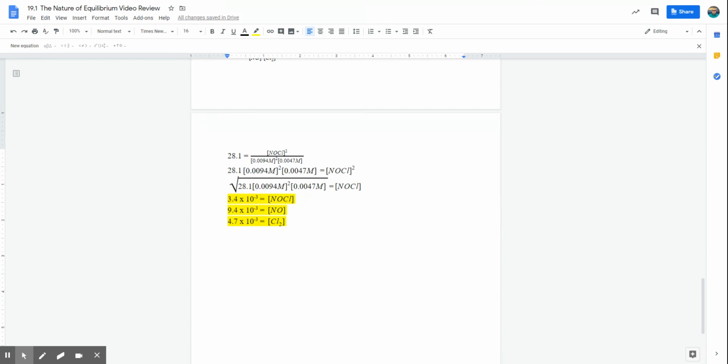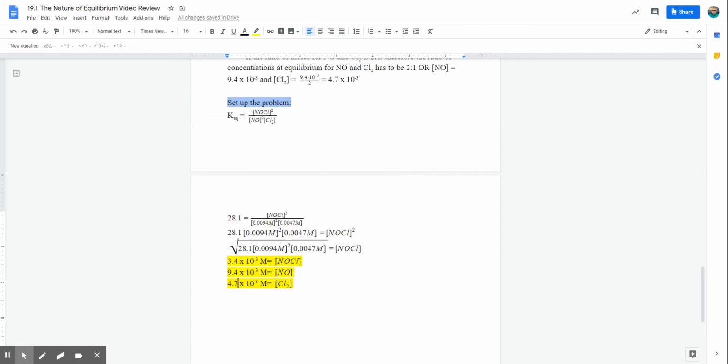And I do need to put units for this, and the units are M for molar. So all concentrations have a unit of molar. Molar means moles per 1 liter. So then I just need to plug in my concentrations for NO and Cl2. And again, it was only asking us for these two, but I like to put all the concentrations just so that I can see all of them there. And that's how you solve for unknown concentrations, given a specific amount of concentrations and the equilibrium constant. And that wraps up the section 19.1 review.